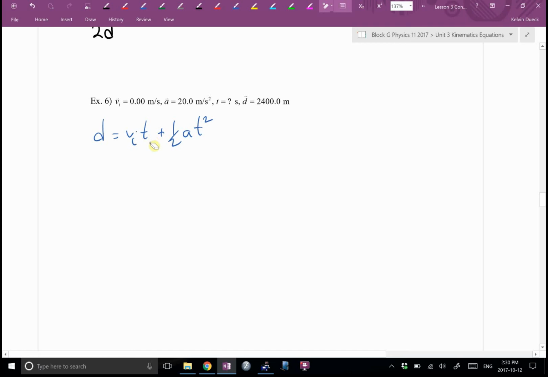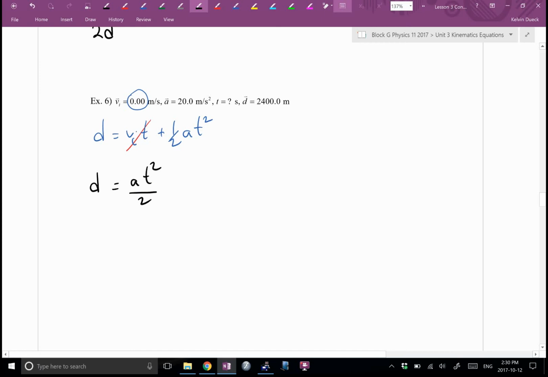Because Vi is 0 in this particular situation, that whole thing vanishes. And we get yet another modified special subcase of our equation. It looks like this: d equals at squared over 2.